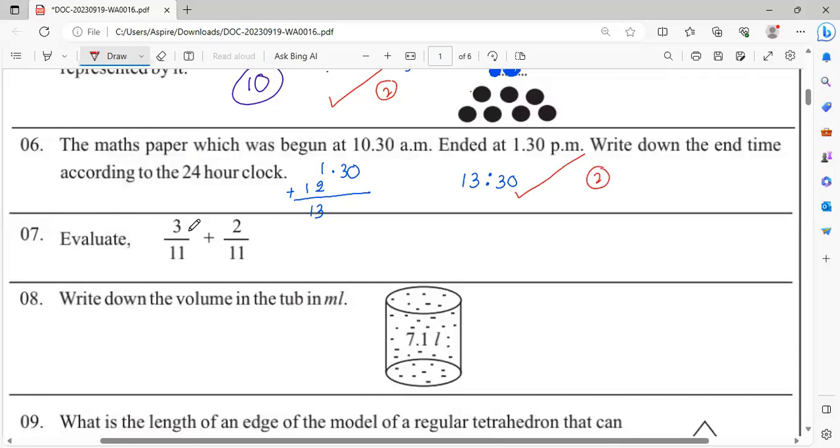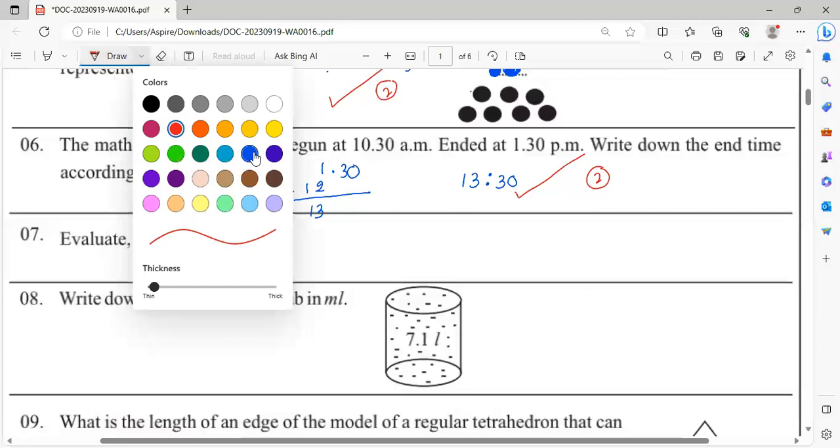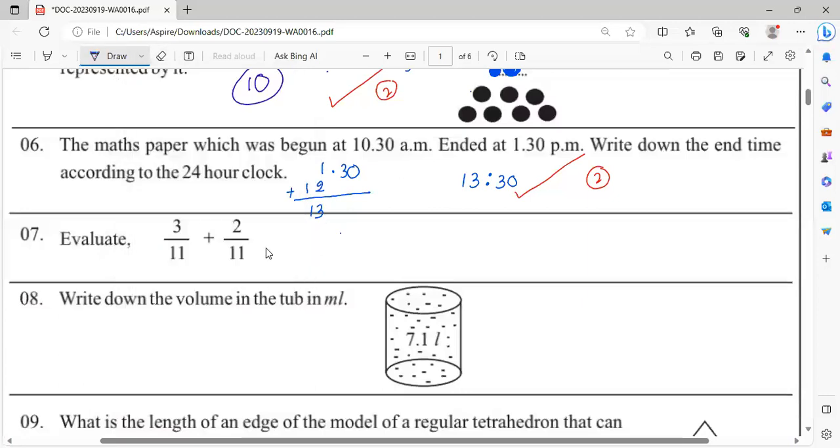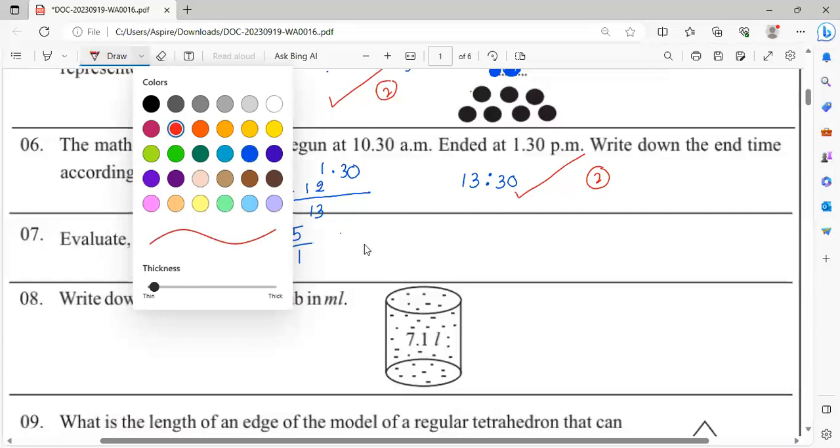Okay, evaluate. Evaluate means you have to find the value. Okay? Evaluate කියලා කියන්නේ answer එක හොයන්න කියලා කියනවා. Then what is this? It is addition of fractions with equal denominators. When the denominators are equal, we know that numerators are simplified. That means 3 add 2, it is 5.